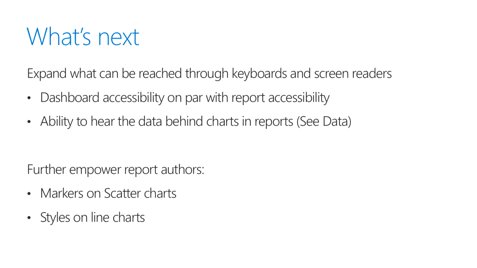And so what we're going to do is, if you know the feature See Data, this already exists in the product. If you right-click on a data point, you can see a table version of that chart. For example, if you have a bar chart that shows countries with sales, if you use See Data, you'd see a table with each row being a country and its corresponding sales. We're going to allow, through a keyboard shortcut, access to a similar view.